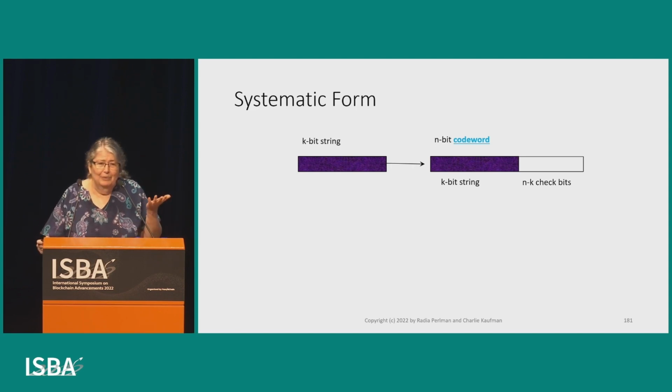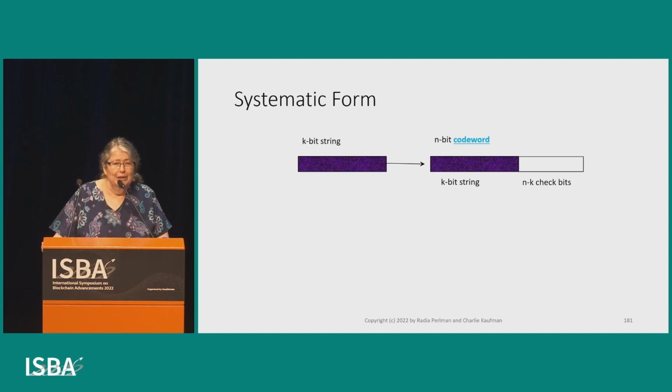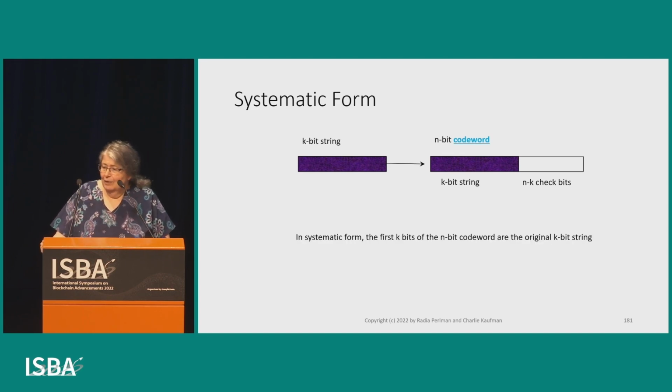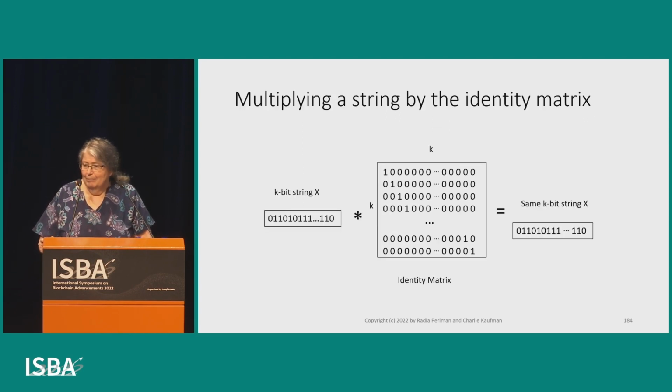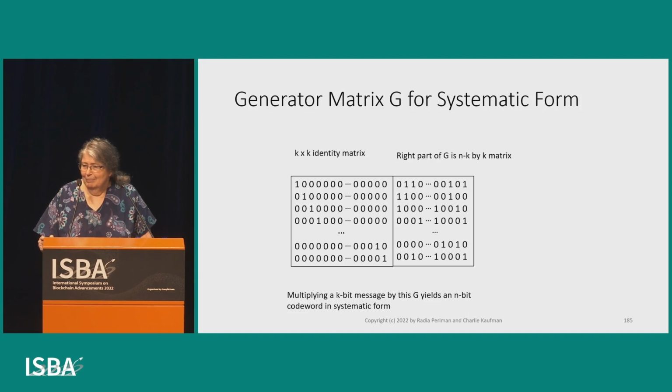It doesn't have to be that way. It could be that the n-bit thing looks such that you can't obviously see what the string is, but we're going to be using systematic form. To do systematic form, part of the generator matrix has to be the identity matrix. The identity matrix is one where everything on the diagonal is ones and everything else is 0. So if you take a k-bit string and multiply it by the identity matrix, you get the exact same k-bit string again. Hopefully you're following me here, but I'm going quickly, I know.